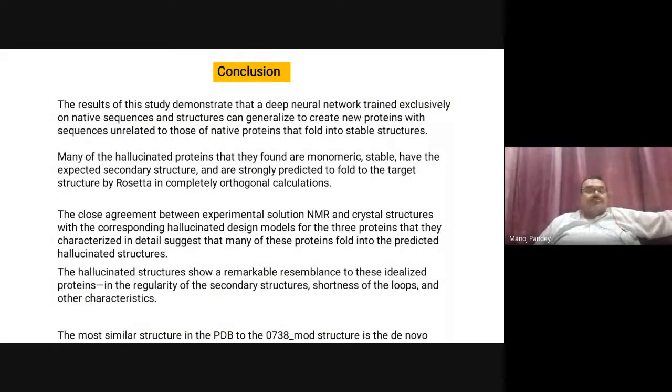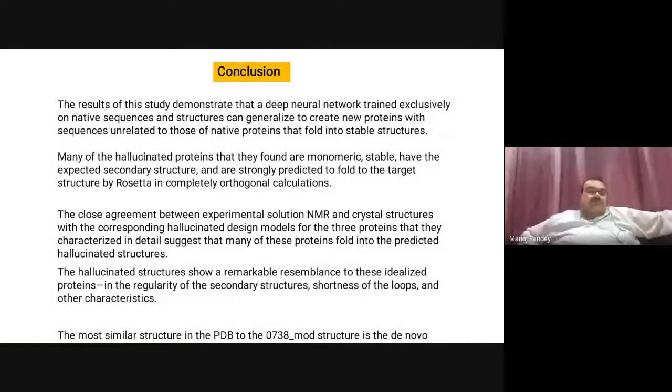Conclusion. The results of this study demonstrate that a deep neural network trained exclusively on native sequences and structures can generalize to create new proteins with sequences unrelated to those of native proteins that fold into stable structures. Many of the hallucinated proteins that they found are monomeric, stable, have the expected secondary structures, and are strongly predicted to fold to the target structure by Rosetta in a completely orthogonal calculation. The close agreement between the experimental solution NMR and crystal structures and the corresponding hallucinated design models for the three proteins that they characterized in detail suggests that many of these proteins fold into the predicted hallucinated structure.